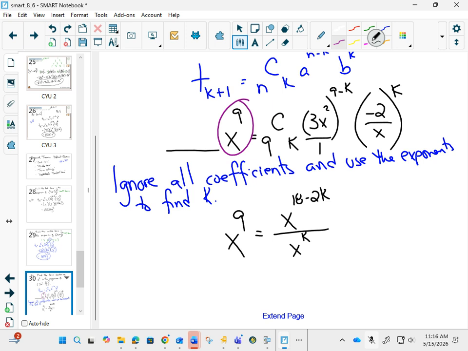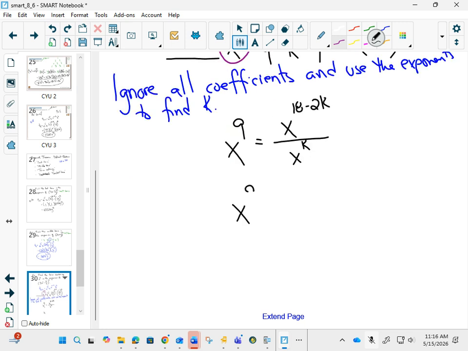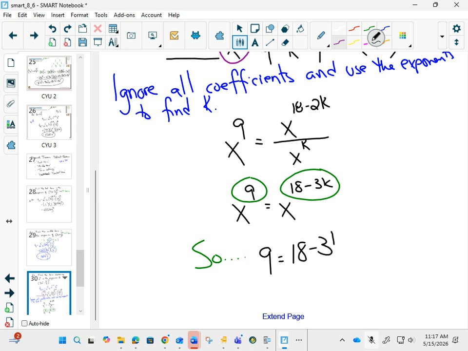And now it goes back to our exponents and logs unit. How do you solve exponential equations if you have the same base? Well, first, you would want to get both of them to be a single power. So what's my exponent law when I'm dividing? I subtract: 18 minus 2k minus another k will be 18 minus 3k. And then we have this strategy. So, as a result, the 9 has to equal 18 minus 3k.